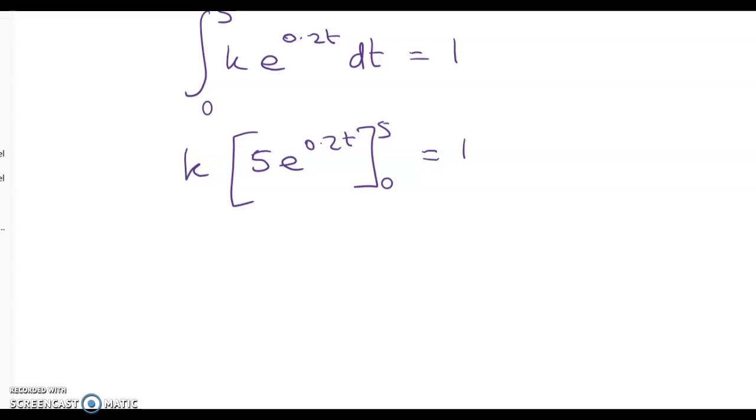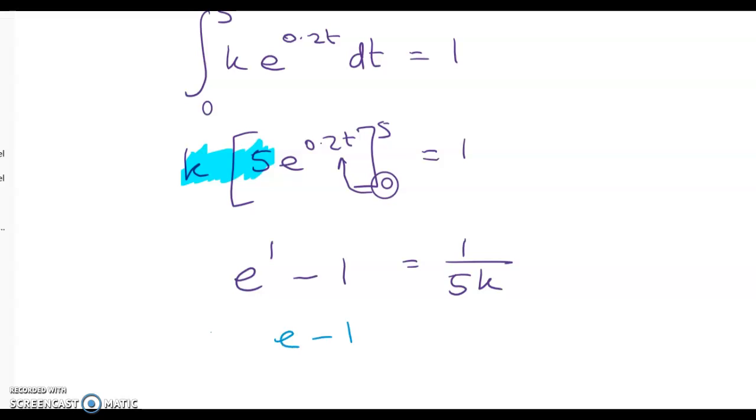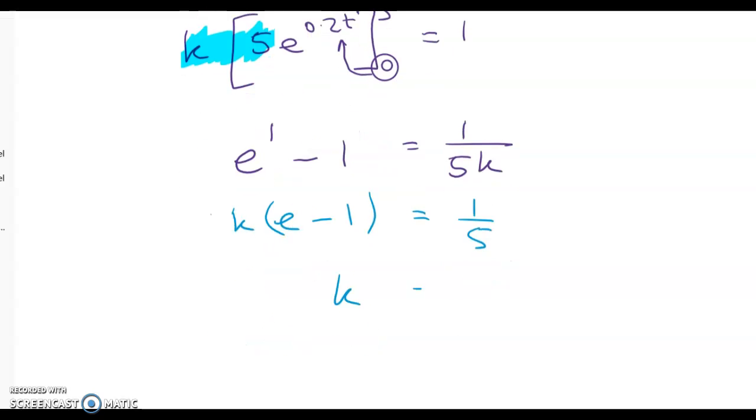Now, substituting in, we get e to the power of 1 minus 1, right, so that's substituting in 0 there, is equal to 1 over 5k. And that 5k is by dividing both sides through by 5k. That gives me e minus 1. So k times e minus 1 is equal to 1/5. K is equal to 1 over 5 times e minus 1. And that's what we had to prove. So that's the first part done.